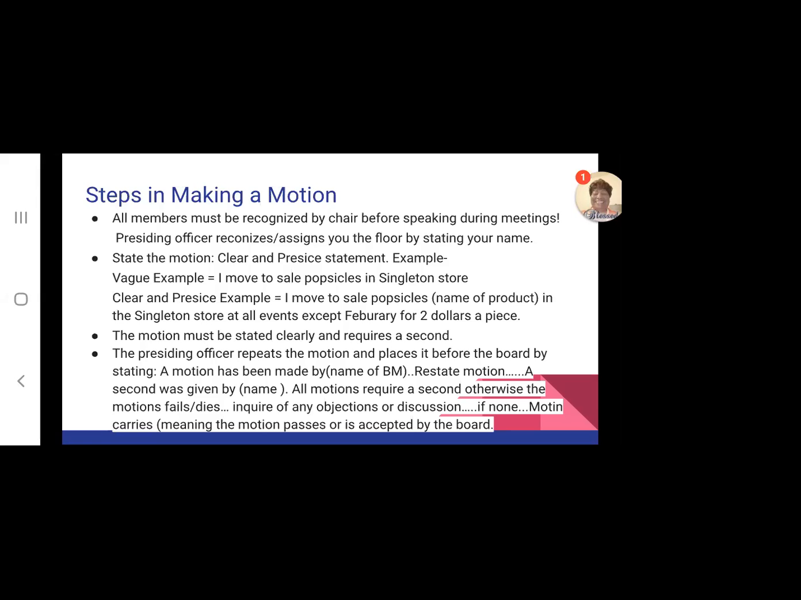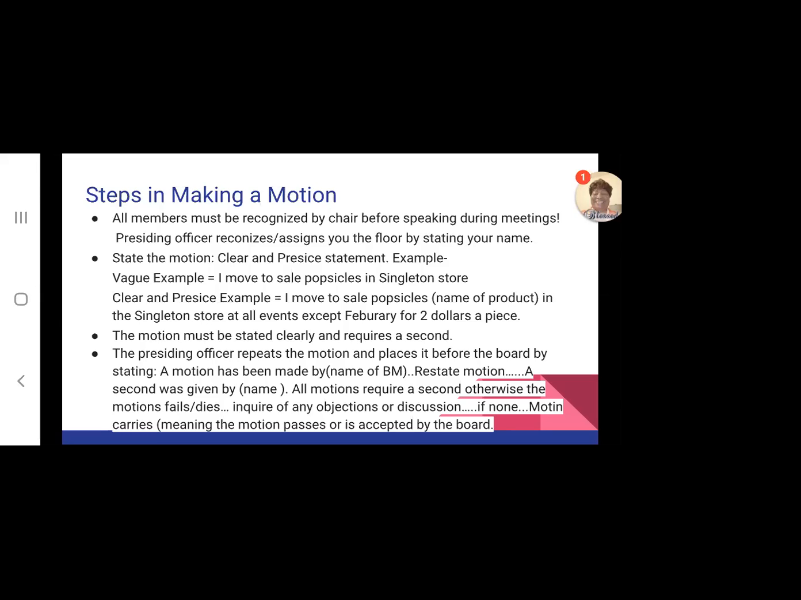There are various terms that mean bringing it back before the board because the terminology was incorrect, or it wasn't what was intended to be voted upon. So, in order for the motion to be brought to the table, it must be recognized by the chair. It must be stated clearly and precisely.